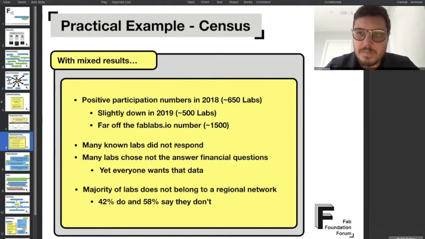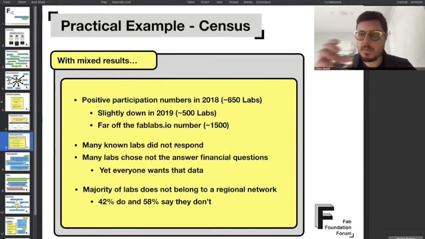Yeah. Hey, friend. Yeah. I have to say that I received this request for financial data, but I wasn't sure who was behind the Fab Forum. I mean, it was not clear who was asking. There are many people asking for all this data, and I don't think it was clear that the Fab Foundation was behind that.